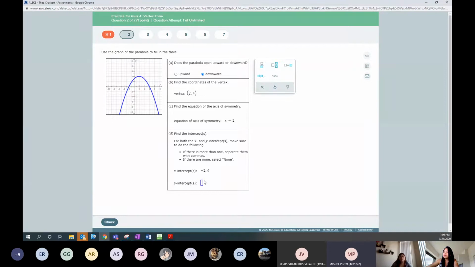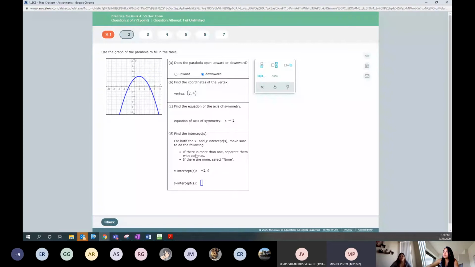How do you find the axis of symmetry? The axis of symmetry is when you create a line along the vertex. And then that line is going to cross the 2 of the x-axis. Oh, so that's why it's x equals 2. Okay. Thank you.